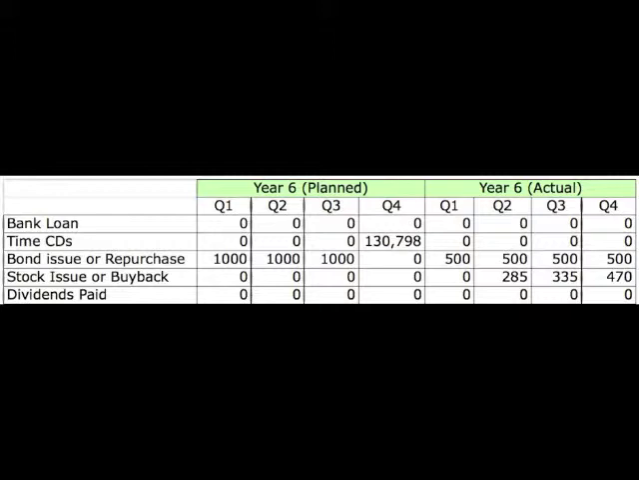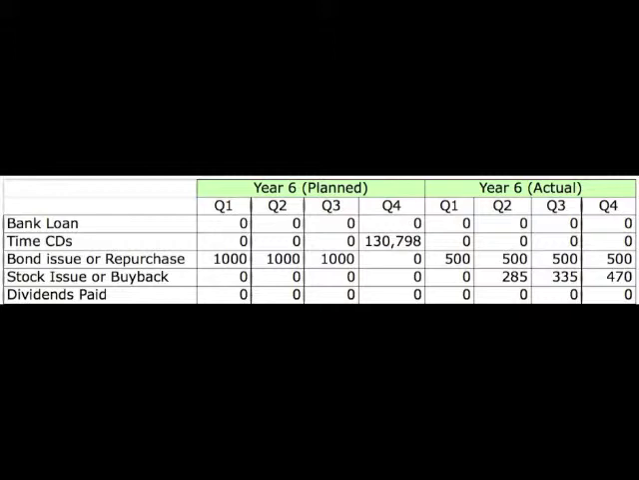In terms of time CD, we project it to be zero throughout the years, with the exception of year 6, quarter 4, where we project it to be about 1.3 trillion. For the actual result, we were zero throughout year 5 and year 6.